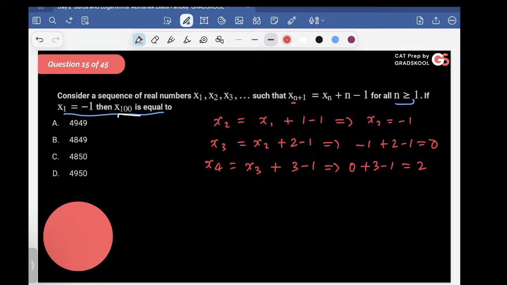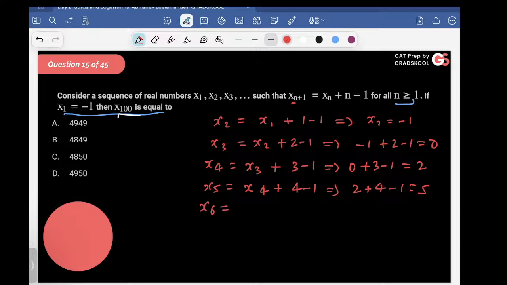Do I see a pattern here? Is there any pattern that I have seen till now? Not really. ठीक है, कोई बात नहीं. x5 निकालते हैं. That'll be x4 plus 4 minus 1. I'll get 2 plus 4, 6 minus 1 is 5. Still there is no pattern.